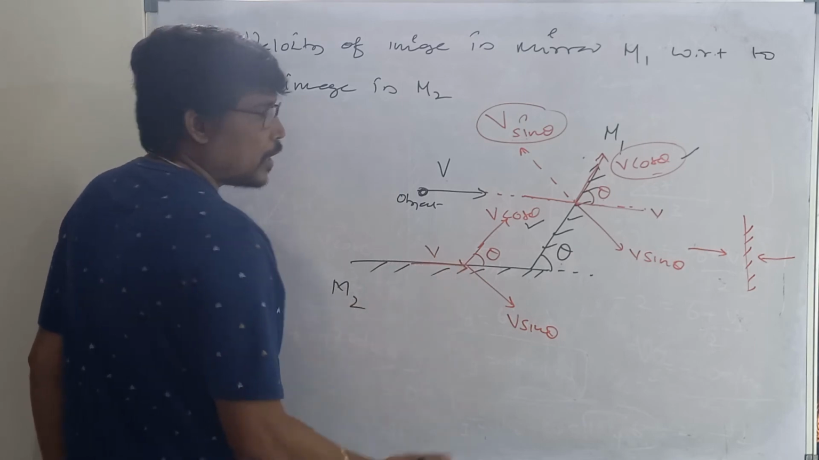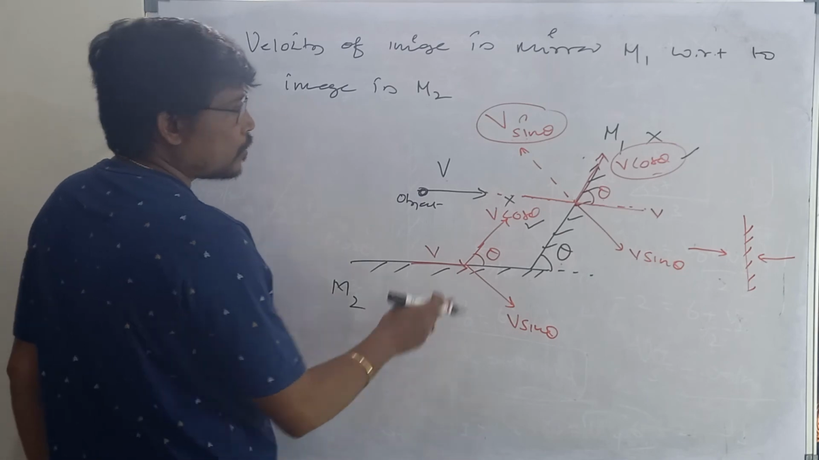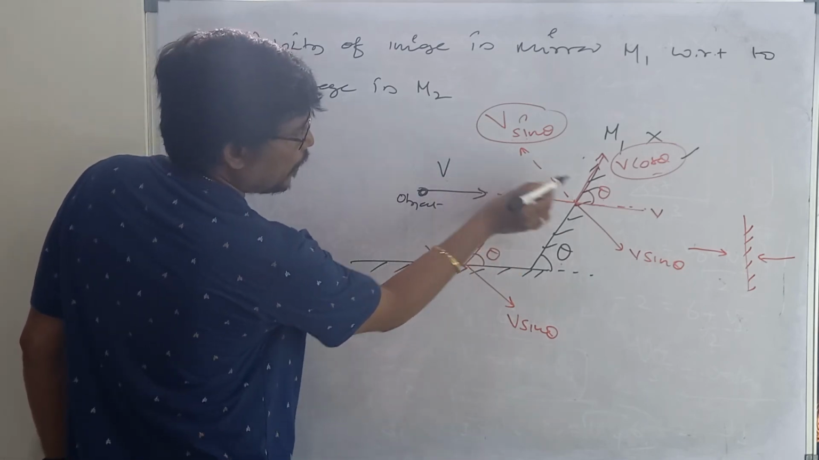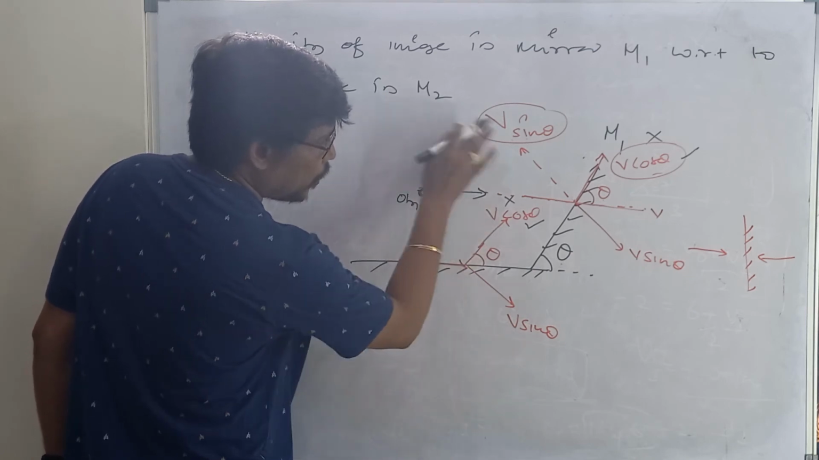There is no relative velocity, so you can cancel these two. So what is the relative velocity for these two? See these two: m1 v sin theta and m2 v sin theta, both are in opposite direction.